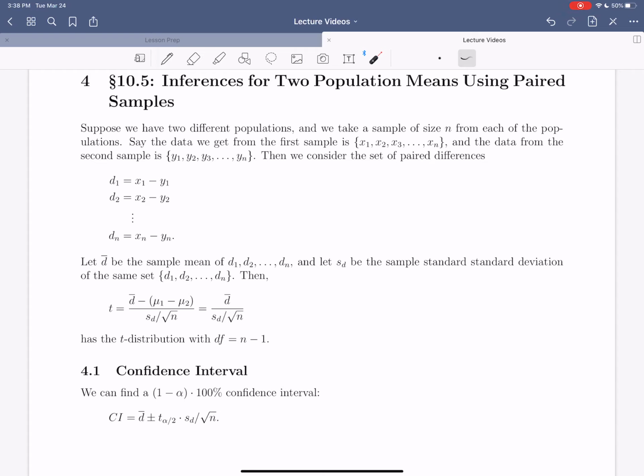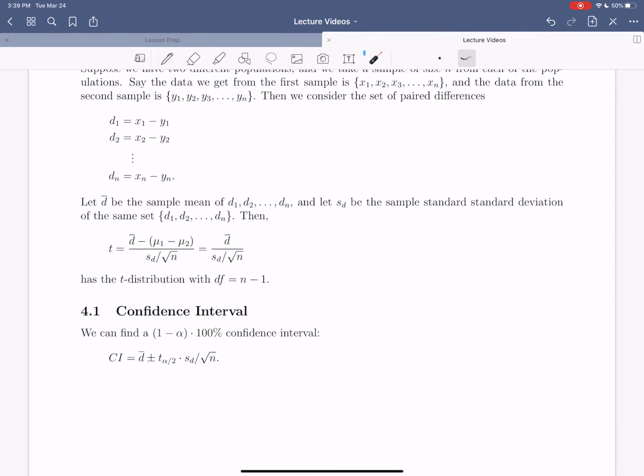Once you have just a single sample that you can study, then you can revert to the ways of chapter 9. You can do the t-test, which has the usual nice formula. It's the mean divided by the standard deviation over the square root of n, and that's going to have the t-distribution with n minus 1 degrees of freedom. And you can talk about confidence intervals. Here, instead of x bar and s, we have d bar and s sub d. Other than that, it's exactly the same.